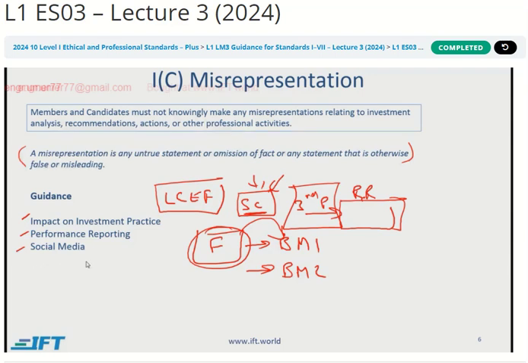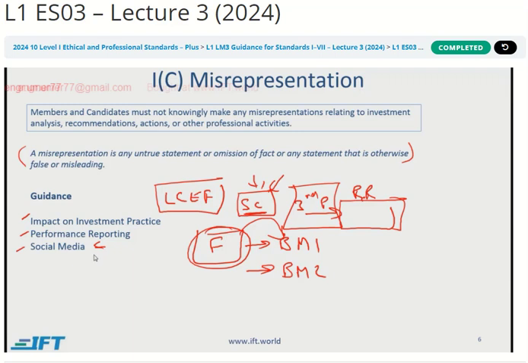Social media. With the spread of social media platforms like Facebook and Twitter, a lot of information is being disseminated using these channels, and often the means of delivery or the language used on social media tends to be less formal than the language used in the print media.